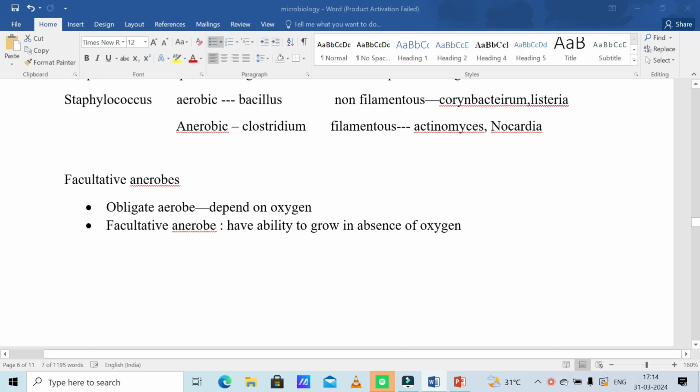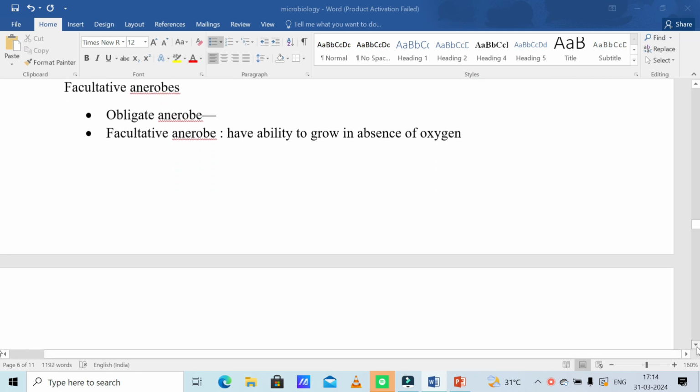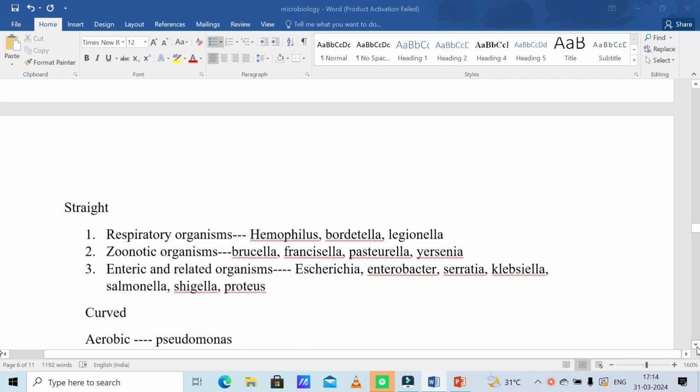That means they can live both in the presence or in the absence of oxygen. But in case of obligate anaerobes, they are not able to live in the presence of oxygen. So facultative anaerobe means they can live both in the presence or absence of oxygen, but an obligate anaerobe cannot live in the presence of oxygen. So these facultative anaerobes are further divided into straight and curved.